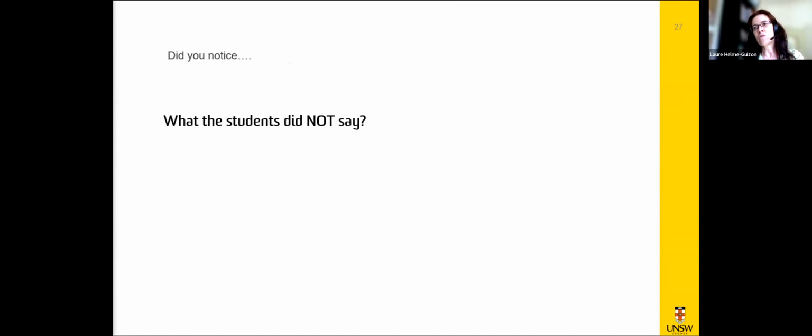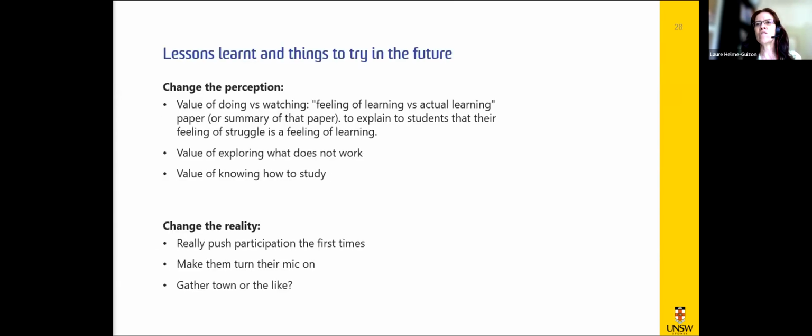So what I think was most noticeable is what they didn't say, right? Not a single student said there's a value in trying versus watching, not a single one of them. So that really points to something we should do in the future, which is to first explain this explicitly. Maybe we thought they knew, and in particular, there is this great article about a feeling of learning versus actual learning. Maybe we need to make them read that and explain to them that what they see as a feeling of struggle is a feeling of learning. You have to go through these steps. The value of exploring what does not work. Not a single student said that.